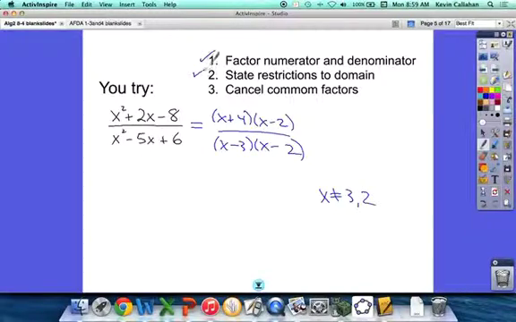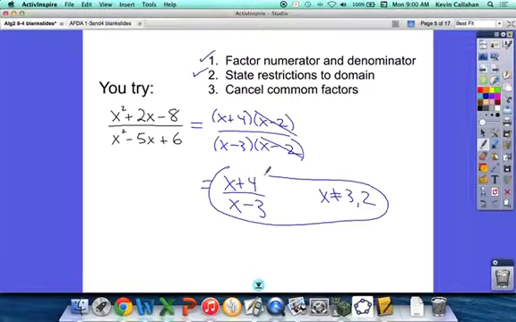Okay, now, cancel the common factors. What's the common factor? Minus 2, minus 2. So the answer is x plus 4 over x minus 3. Can I cancel the x's? No. Remember, that would be canceling terms in the numerator and denominator. You can only cancel when it's a factor of the entire numerator, something that's multiplying times the rest, and a factor of the entire denominator. So no, that's as simple as it gets. The answer is all of this right here.